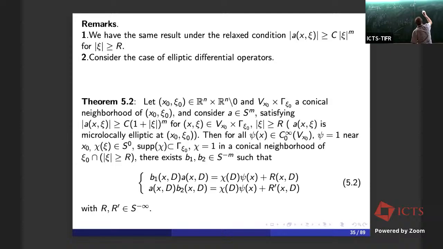In the general case, where you take, for instance, dt squared minus the sum for j equal 1 to n of d_j p_jk(x) d_k, the base variable, what we denote by x there, is t and x. The dual variable is tau and xi, and the symbol is exactly minus tau squared plus the sum over j, k of p_jk(x) xi_j xi_k.